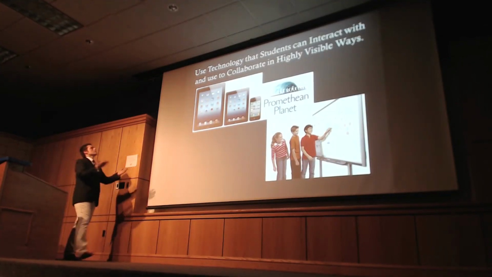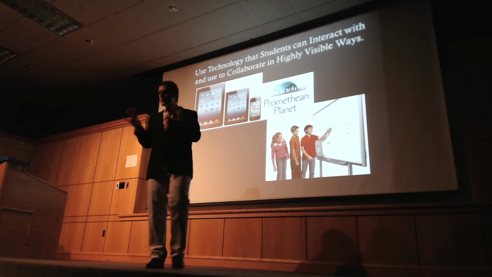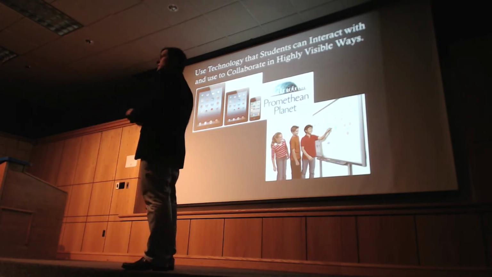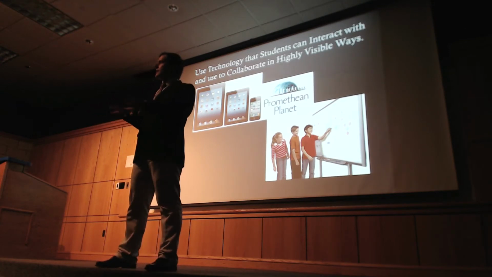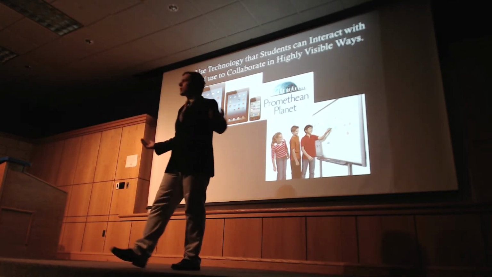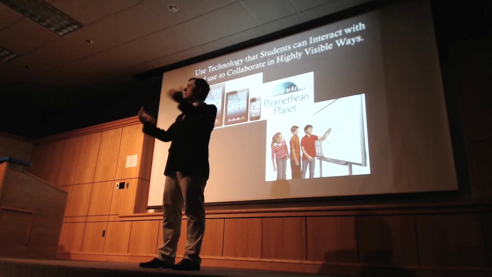All right, so using technology that students can integrate with and use to collaborate in highly visible ways. So here's where things have changed in the last year. A lot of research has been done on the use of technology in the classroom, particularly the use of cell phones and social media, and we've discovered that there are certain avenues where it just doesn't work well. And through that research, they found that the more students are encouraged to collaborate in a highly visible way from them in the classroom out to the world, the more likely it is that they're going to learn and be able to use those technologies to good effect.